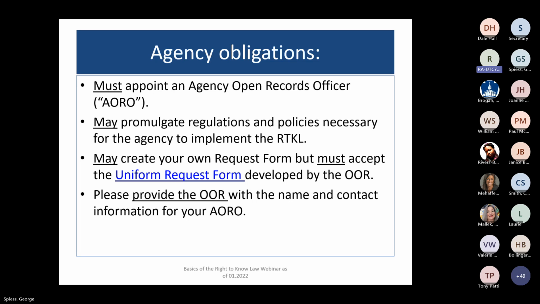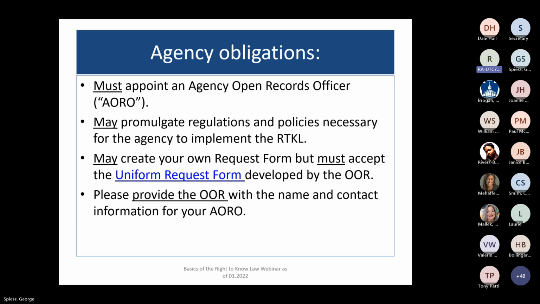Okay, let's say that the agency is under the jurisdiction of the right to know law. No surprise there. There are some things that you must do. Probably the most important is you have to appoint that agency open records officer or right to know officer. The two titles, like I said, are interchangeable. We call them AOROs. This is the person responsible for receiving, processing, and responding to right to know requests.